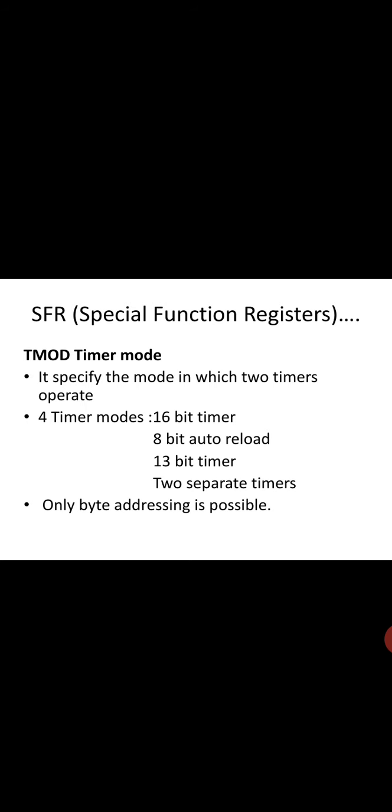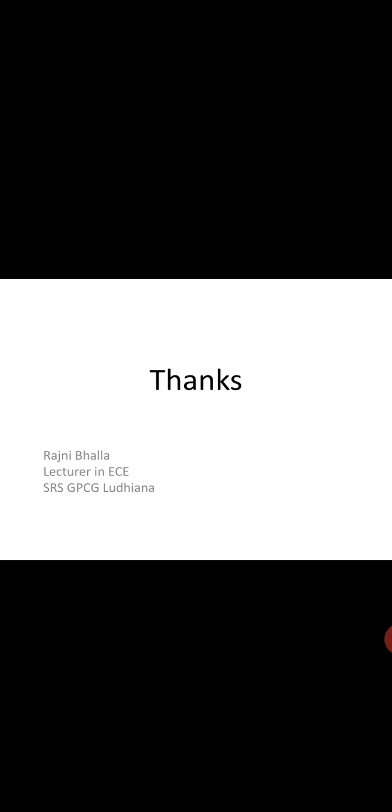TMOD, timer mode register. This register specifies the mode in which two timers operate. 4 timer modes are available: 16-bit timer mode, 8-bit auto reload, 13-bit timer, 2 separate timers. Any of the modes can be selected with the help of timer mode register. Only byte addressing is possible in this case of special function registers.